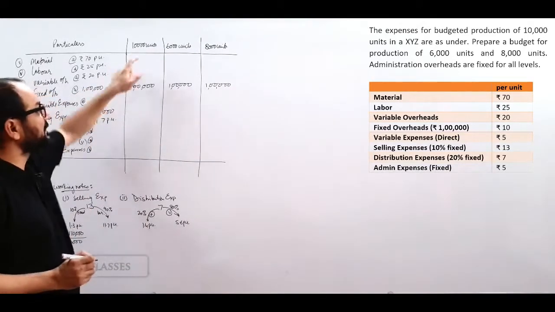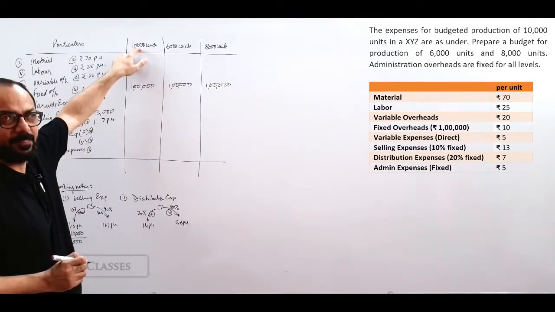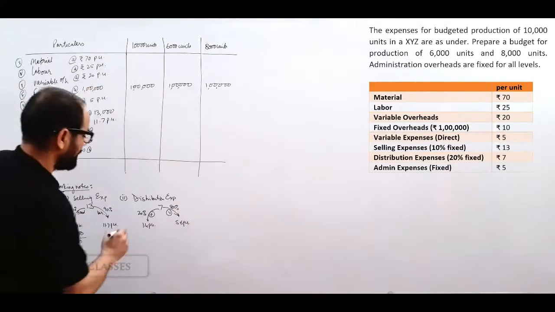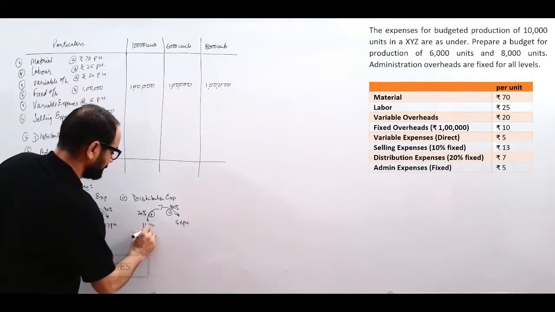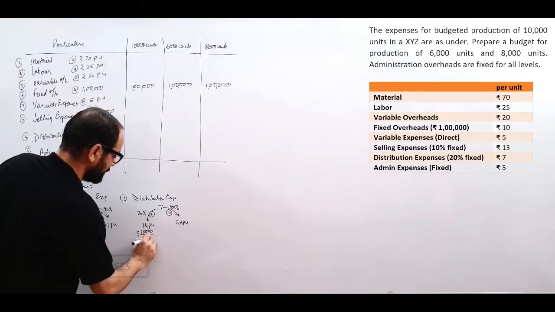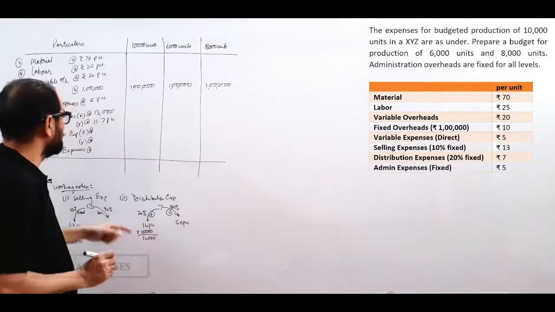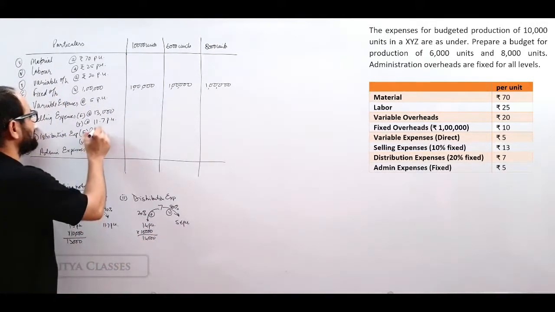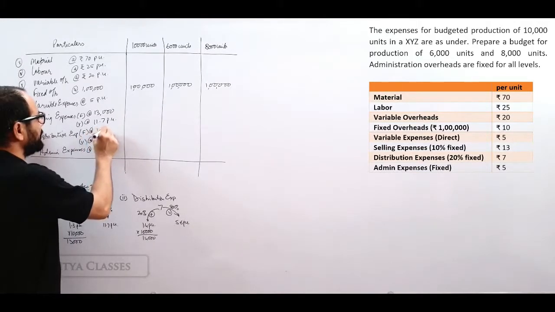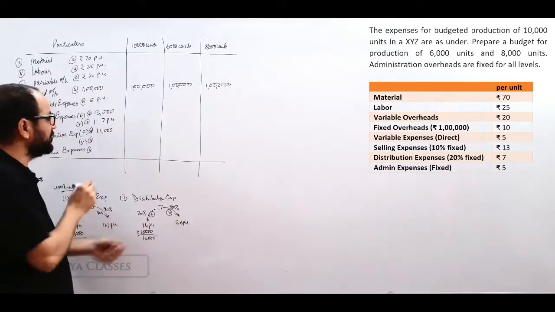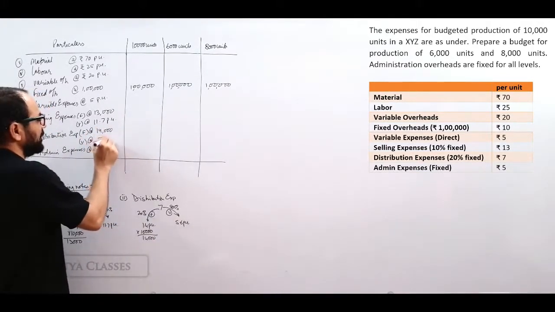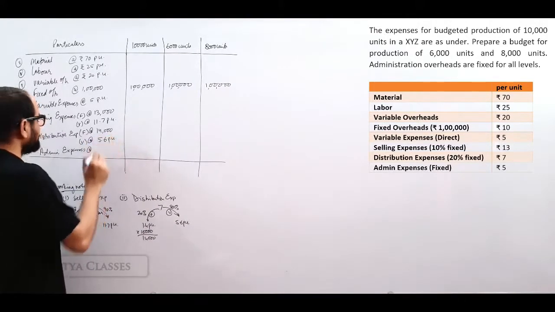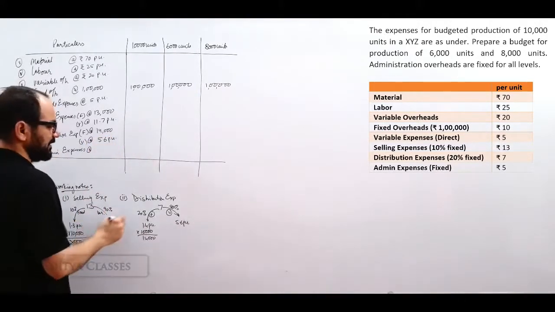This 1.4 is at a level of activity of 10,000. So if I multiply it to 10,000, I get 14,000. So now I know that the distribution expenses have been split into 14,000 fixed for all and 5.6 variable component per unit. And last we have admin expenses.